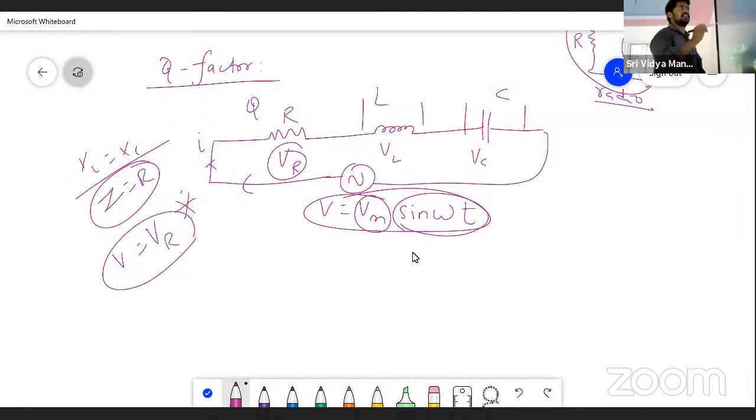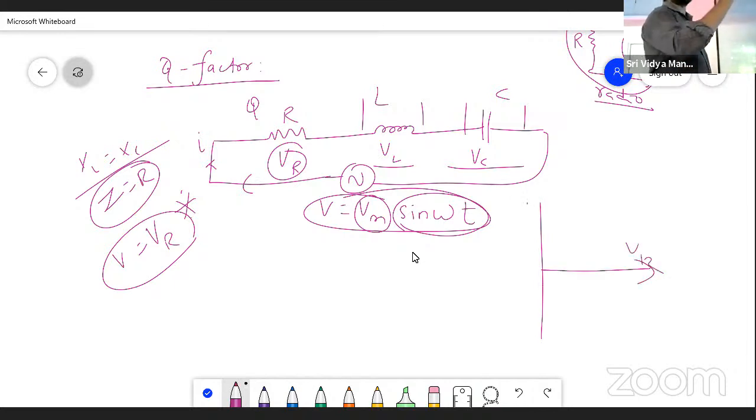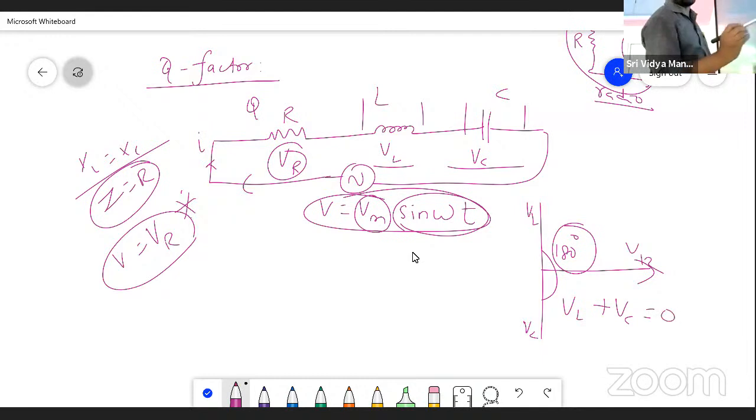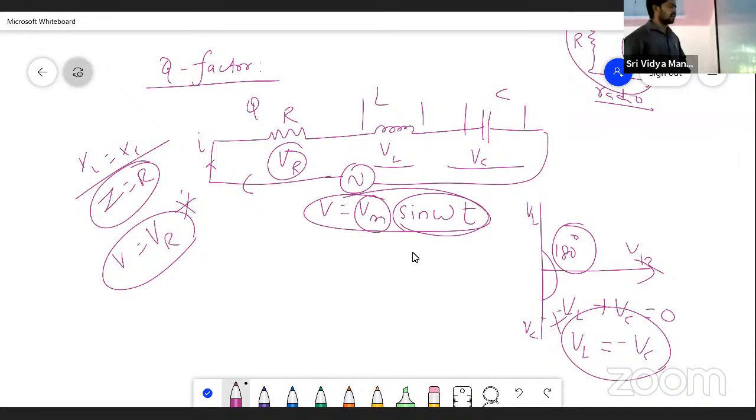What happened to the voltage across VL and voltage across VC? The phase diagram: this is VR, this is VL, this is VC. The phase difference between VL and VC is 180 degrees. So VL plus VC is equal to 0, VL is equal to minus VC. It is a very important condition. Very important. Listen to me.